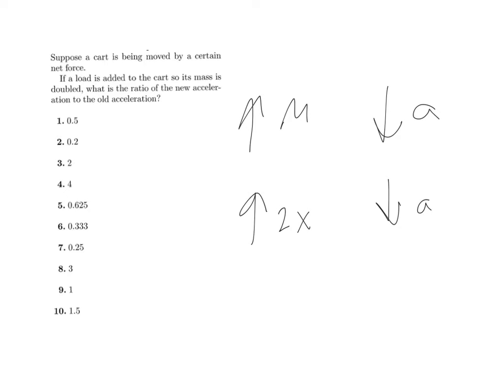Alright, this one says suppose a cart is being moved by a certain net force. A load is added to the cart so its mass is doubled. What is the ratio of the new acceleration to the old acceleration? So if you increase your mass, then you must decrease your acceleration, and it is proportional to the increase in mass. So if we increase our mass times 2, then we must decrease our acceleration by 1/2, because it's got to be inverse, or we divide by 2. So your answer should be 0.5.